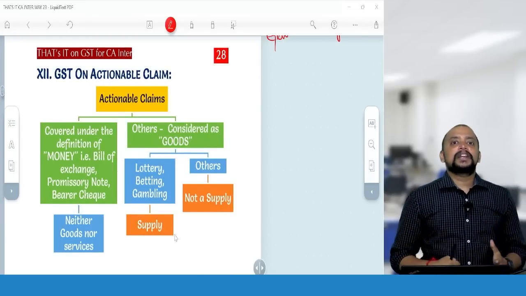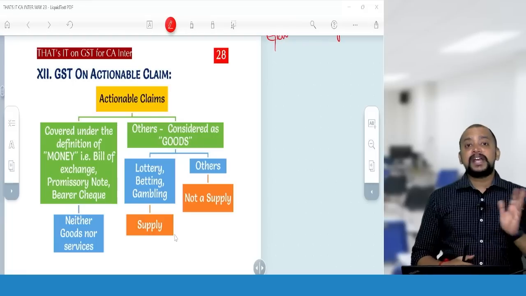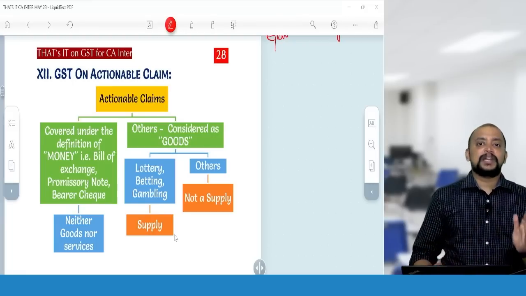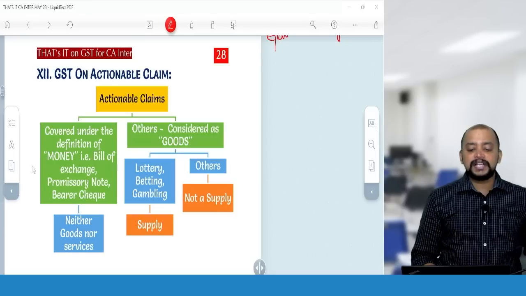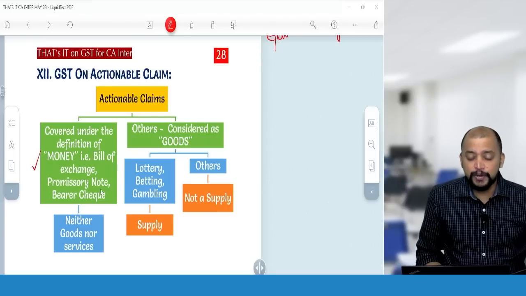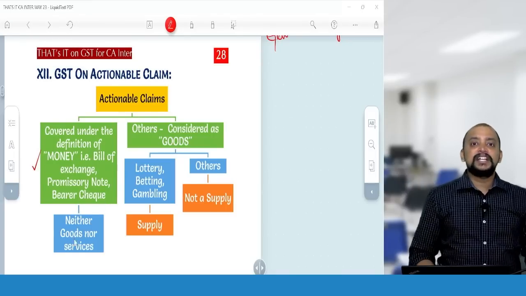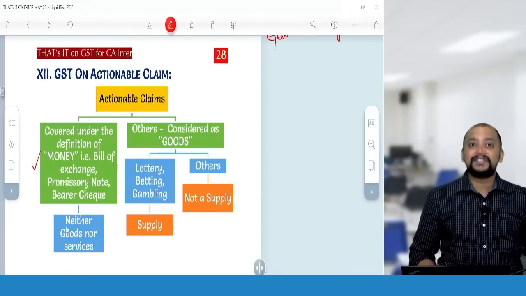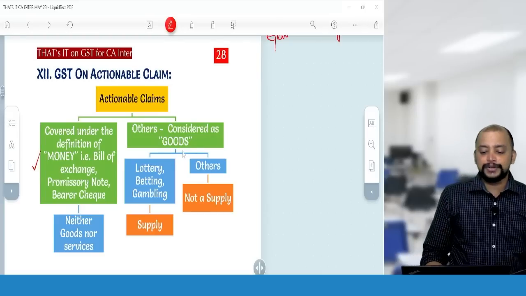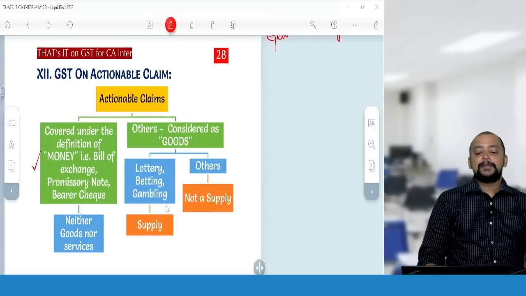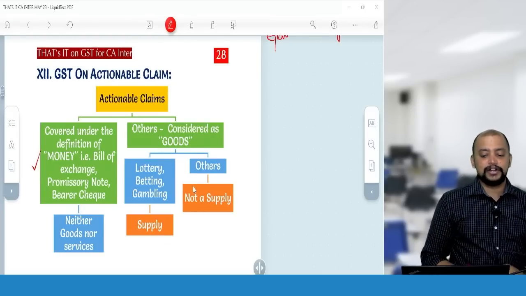So actionable claims are treated as goods, but there are some actionable claims which are covered under money definition like bill of exchange, promissory note, etc. So suppose if the actionable claim is covered under money definition, bill of exchange, promissory note or bearer cheque, it will neither be treated as goods nor as services because it is excluded from supply. Whereas other actionable claims will be treated as goods. Suppose if it is lottery, betting, gambling, then it is supply, and others it is not a supply.